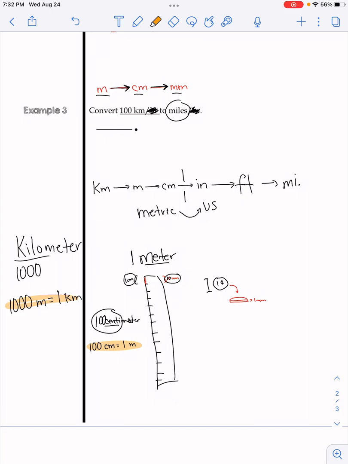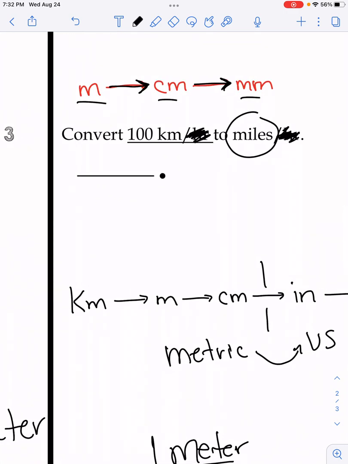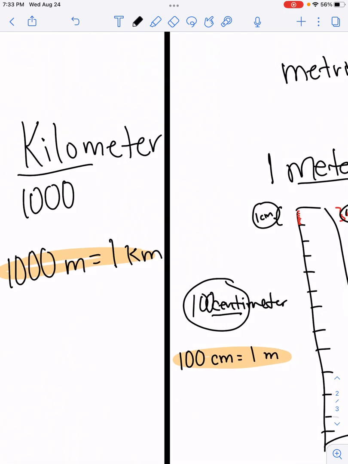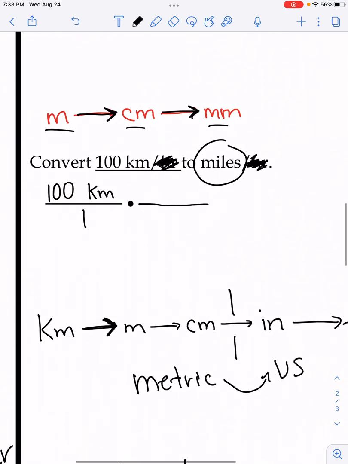So the game plan is we're going to start with what we are given, which is already underlined. We're starting with 100 kilometers, over 1. We're going to set up an equivalent fraction where we're able to cancel out kilometers. That is right here, the conversion with meters and kilometers, 1,000 meters to 1 kilometer. Since kilometer is in the numerator, I'm going to put kilometer on the bottom. So 1 kilometer to 1,000 meters.